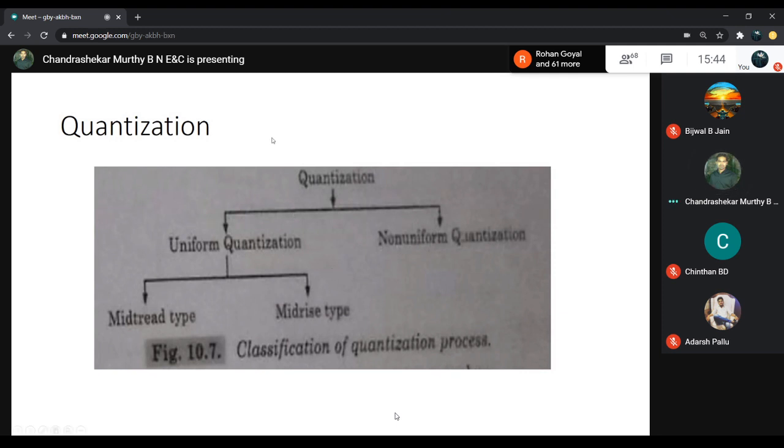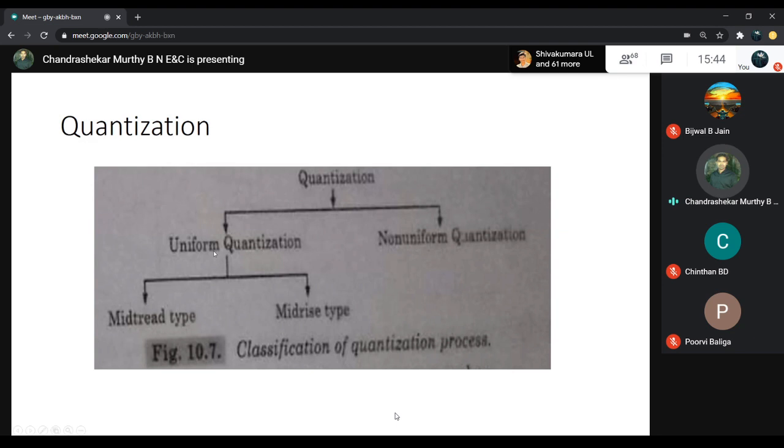we discussed quantization, that is very important. After sampling, only the time is digitized with respect to time. So we need to digitize the amplitude. That is why we go for quantization, that is uniform quantization and non-uniform quantization.